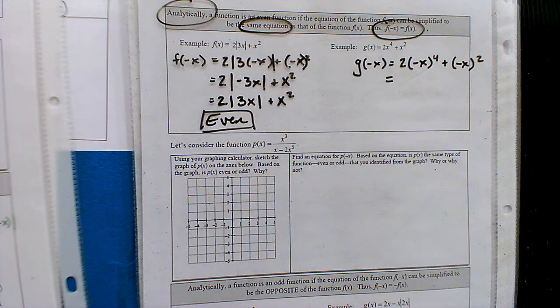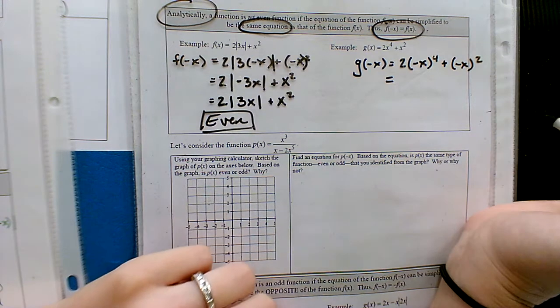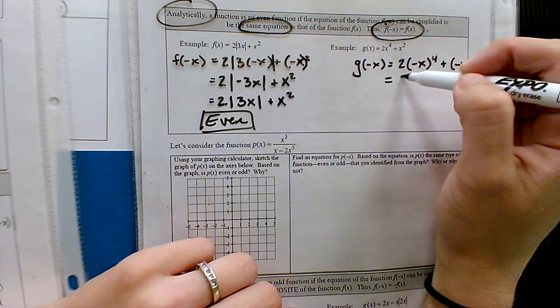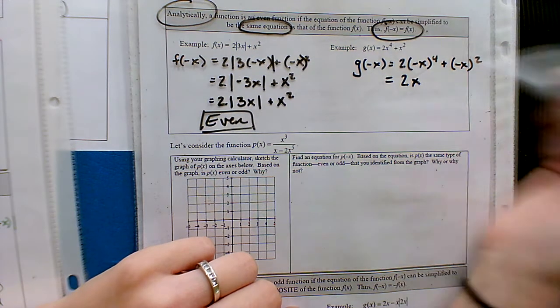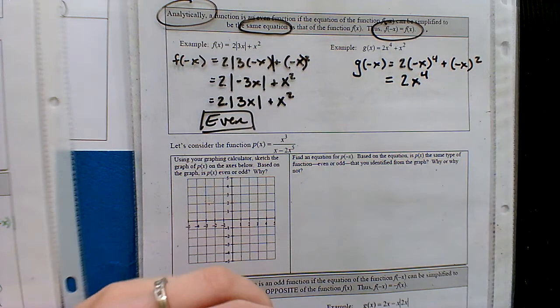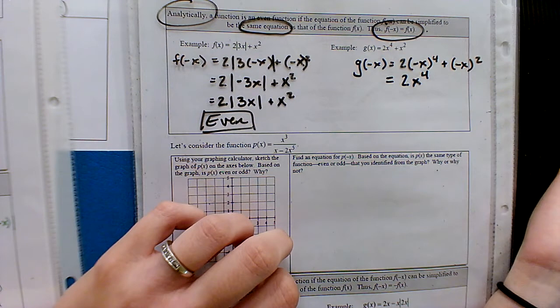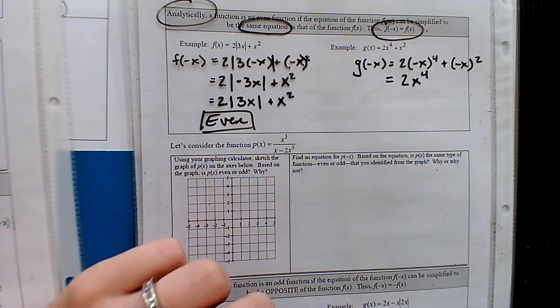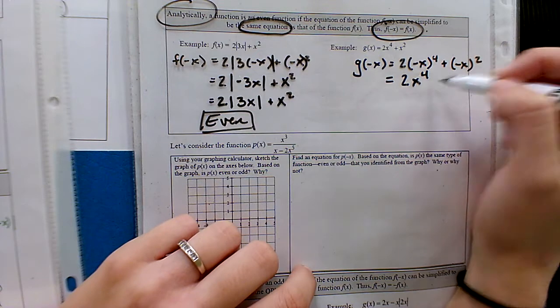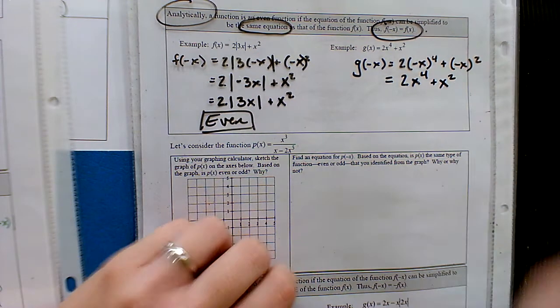Can we do negative x to the fourth? Can we simplify that? Yeah? X to the fourth. Okay, so the negative essentially just goes away, because if you multiply a negative times itself 4 times, it ends up being a positive. And then kind of a similar concept is going to happen for the x squared.